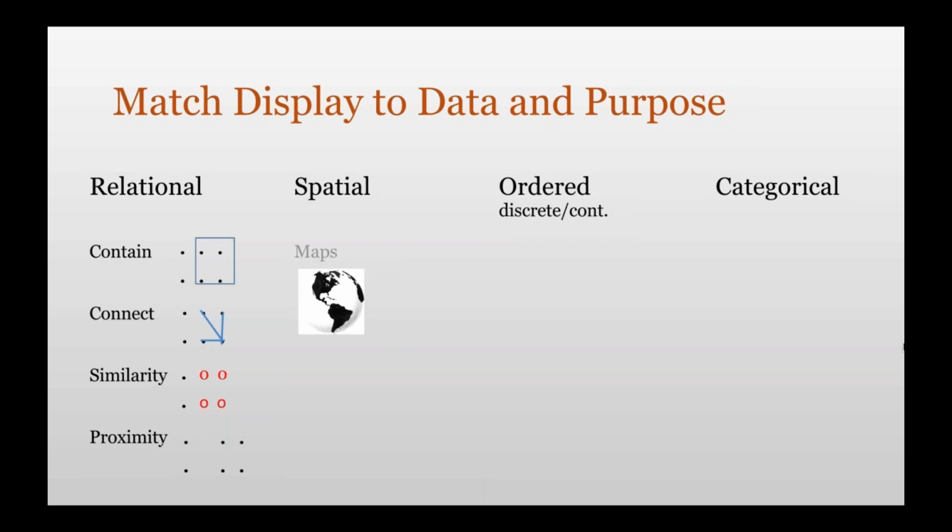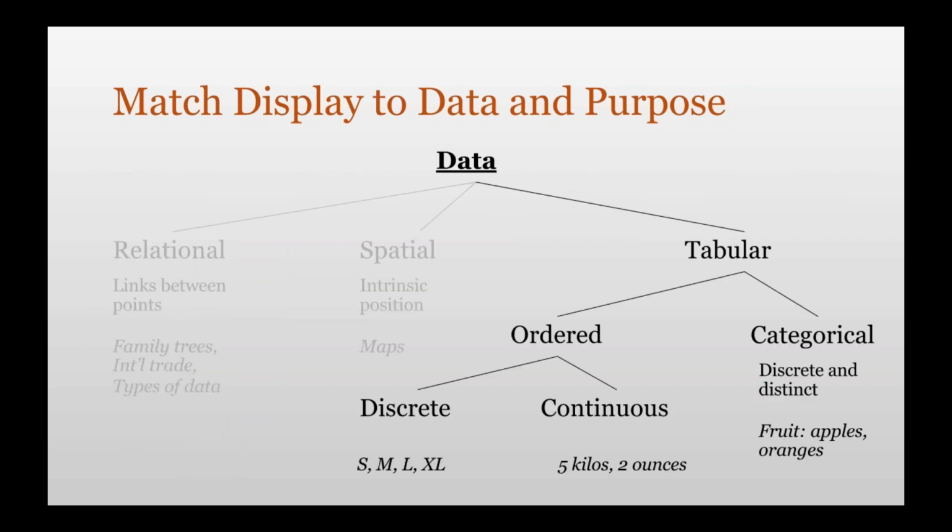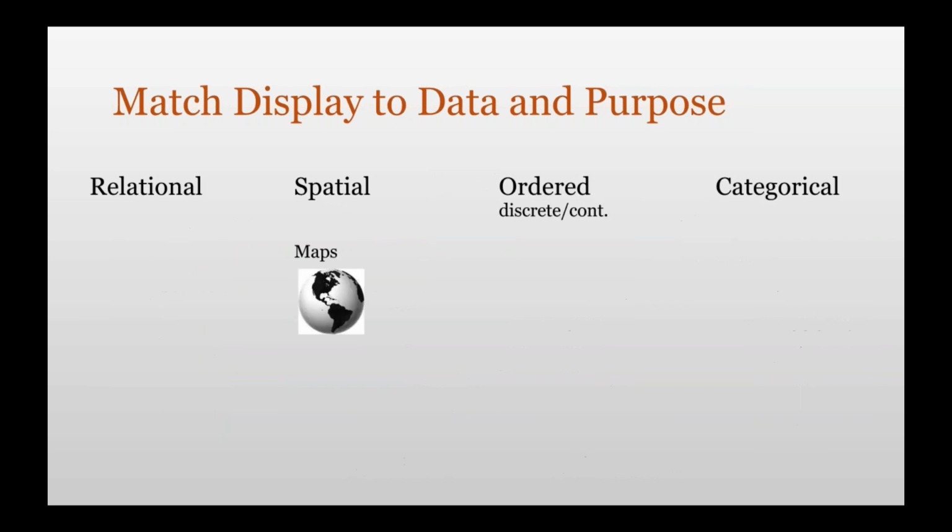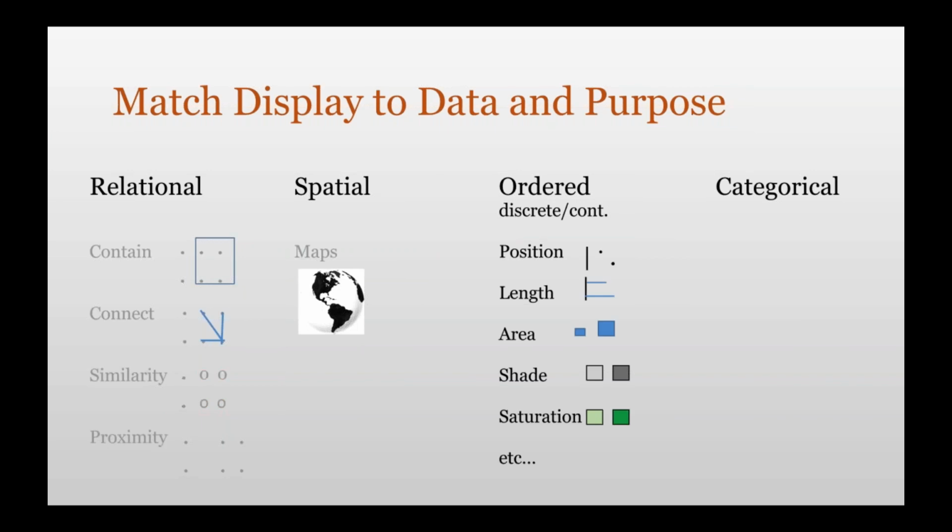So in terms of relational, you have things like contain, that includes Venn diagrams, which would be displaying relational data. And connect, which is actually what we were using here. So this is using the connect approach to displaying relational data. For ordered, you could see things like position, length, area, and again, these are in order of decreasing impactfulness.